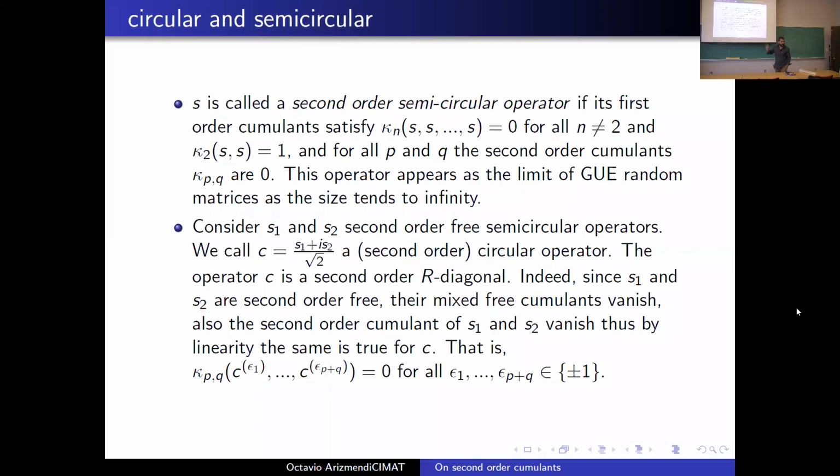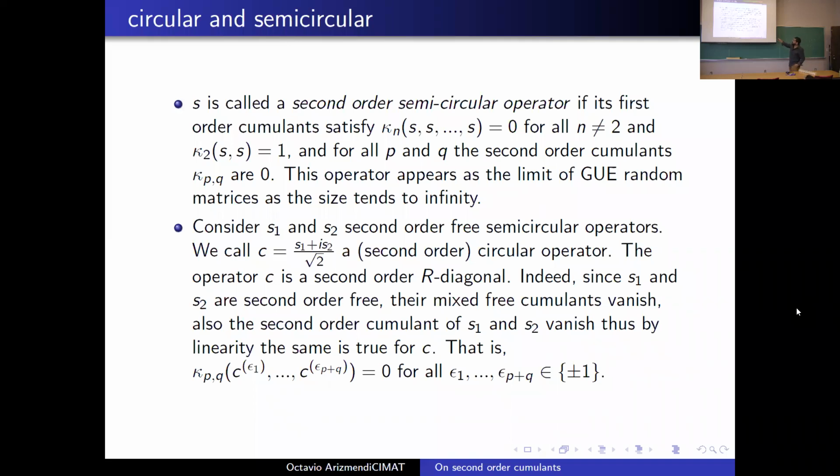Okay, so this is the definition of a second order semicircular. This is just the limiting of the cumulants of a GUE. Actually, you could define any order semicircular to be this, but you put in any order cumulants. The second thing is now I can define what is a free or a second order circular operator. What does it mean?